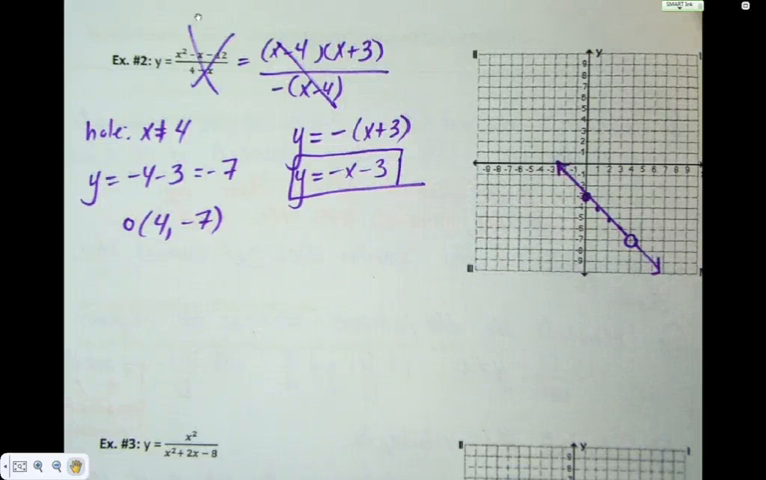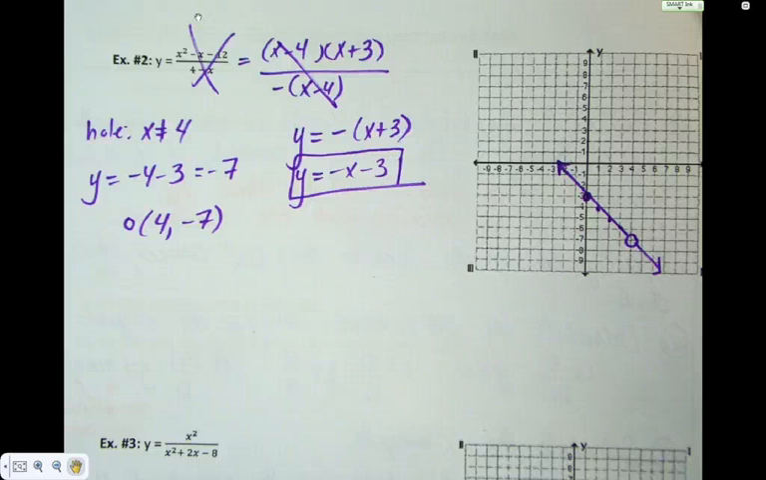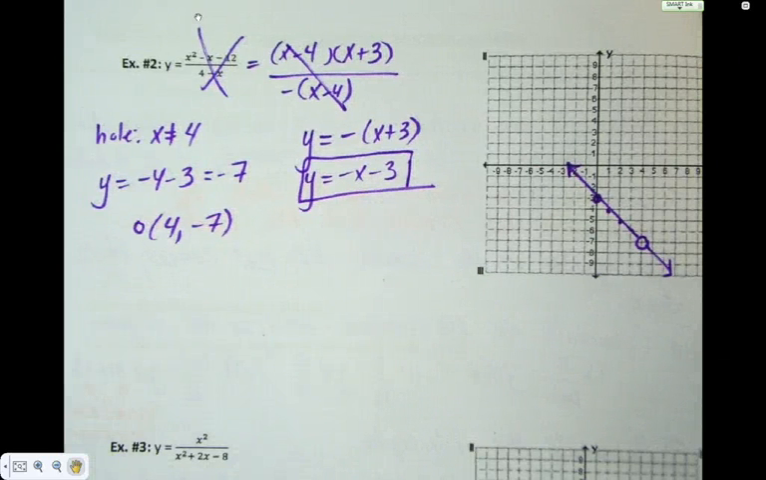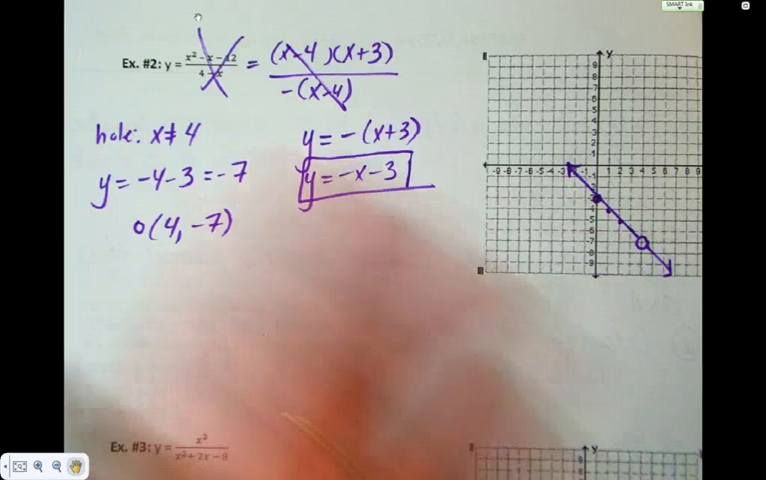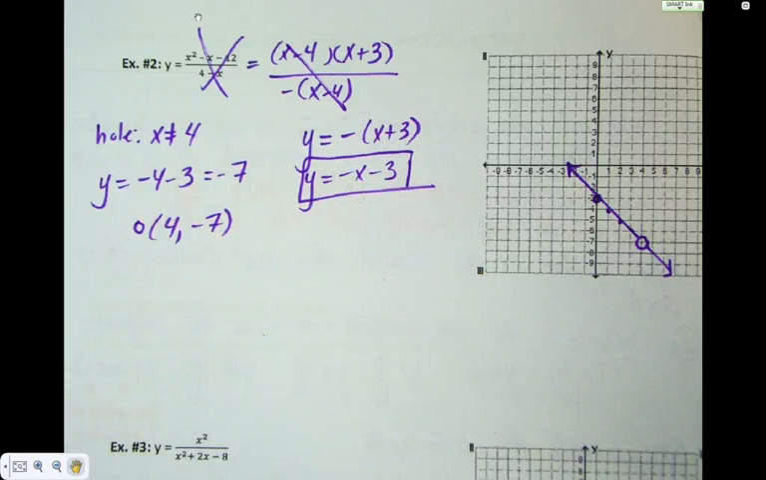We actually like graphs with holes because it usually reduces down to a linear function, and then you don't have to do HAs. You could do intercepts if you want to, but why bother when we have y equals mx plus b? A lot less work. Done. That's it. We're done. Question didn't ask, so we don't need to.